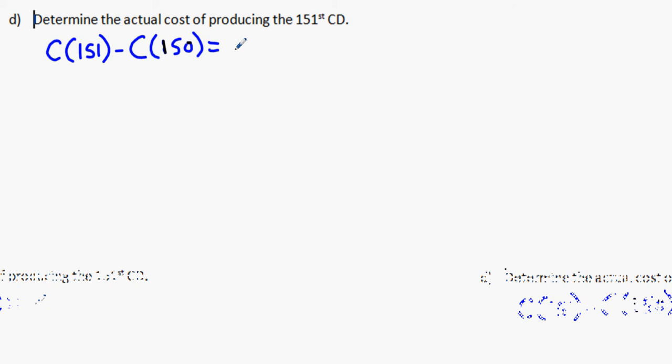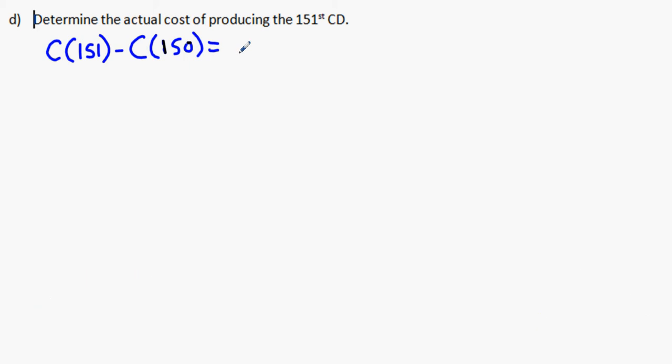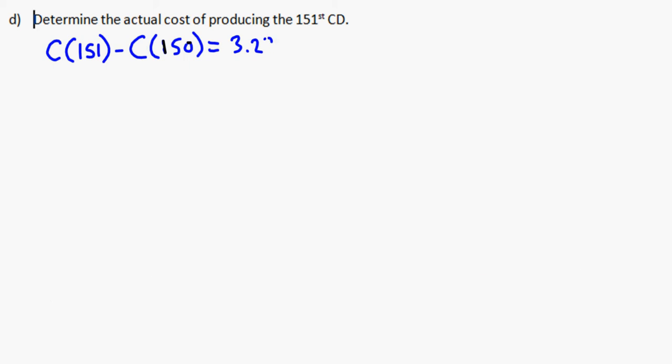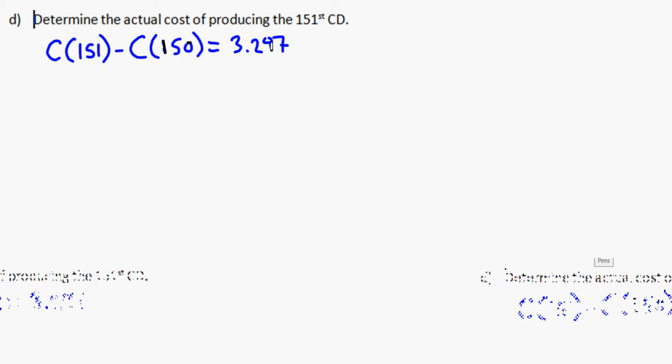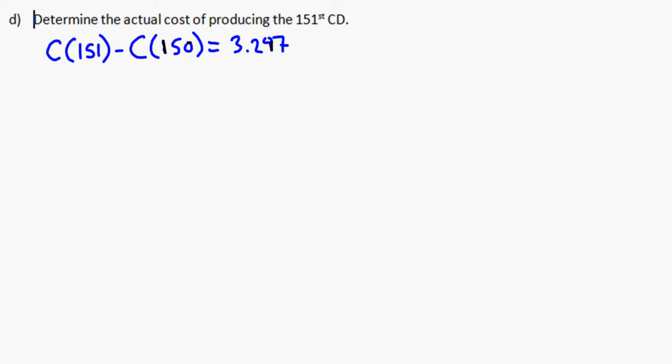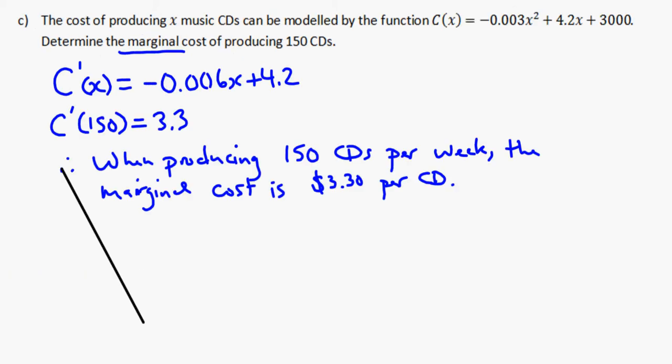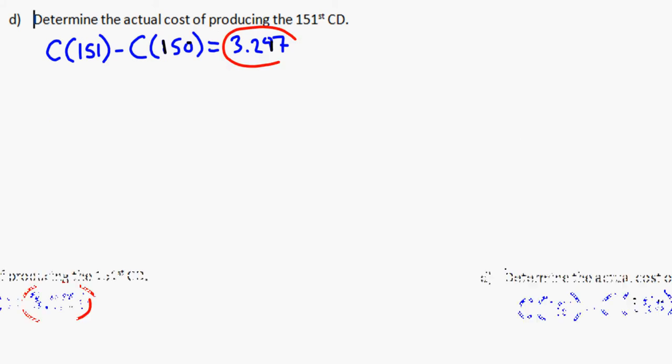If I put it in my calculator, which I can assume all of you can do, we are going to get the value of 3.297. What does this mean? Well, if you notice here, if I go back a slide, this one costs $3.30. This one, if I plug it in here, costs me this much money. Very, very similar. Why, Mr. Wills?